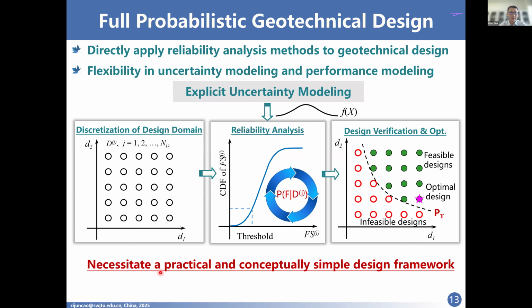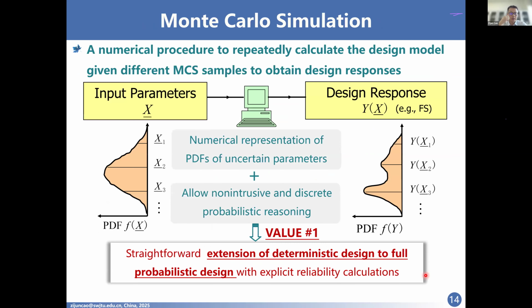This necessitates a practical and conceptually simple design framework that allows extending conventional deterministic design calculations to full probabilistic design in a straightforward manner. Monte Carlo simulation provides a conceptually simple and robust method for reliability calculations in general. Basically, it generates a set of random samples of uncertain parameters, followed by calculating their corresponding design responses.